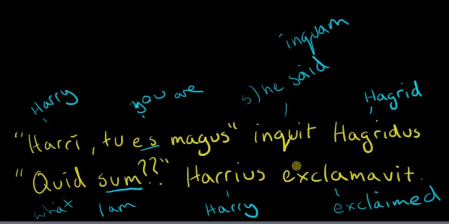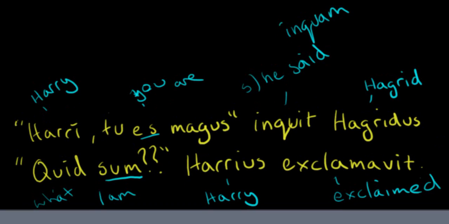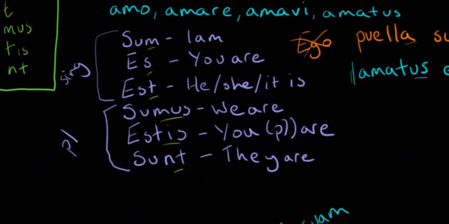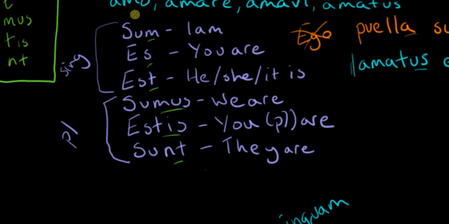That's our first little bit of translation that we've done here together. And I hope you've enjoyed it and take away this. If you don't take anything else away from this lesson, it's just this: sum, es, est, sumus, estis, sunt.